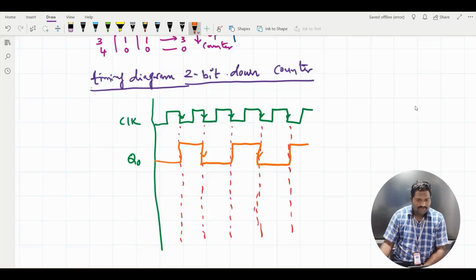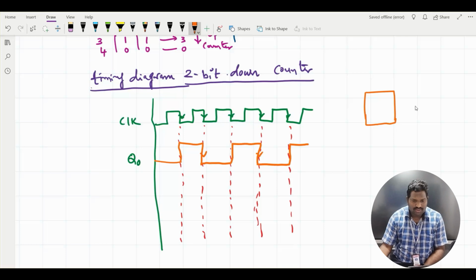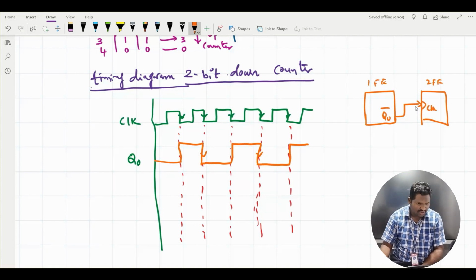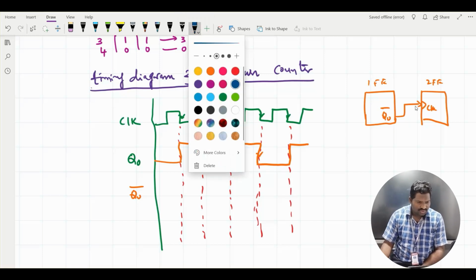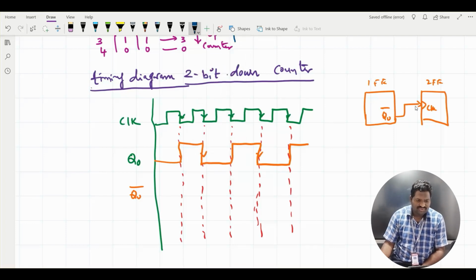Okay. Now, as I mentioned, for the down counter, the Q0 bar is given to the clock pulse of the second flip-flop, right? So now I would like to draw Q0 bar. Why? Because this Q0 bar is taken as a clock pulse for the next one. So if Q0 is 0, Q0 bar becomes 1. If it is 1, it has to become 0. Up to this point it is 0. Now I can draw it as 1. Now it is 0, 1, 0, 1, 0. So now it is Q0 bar.